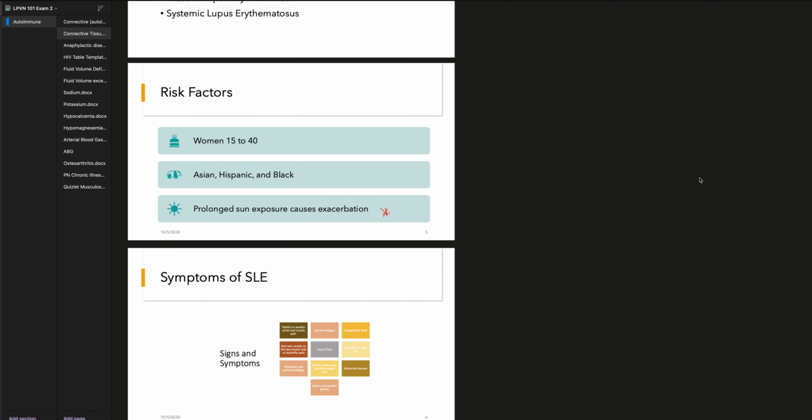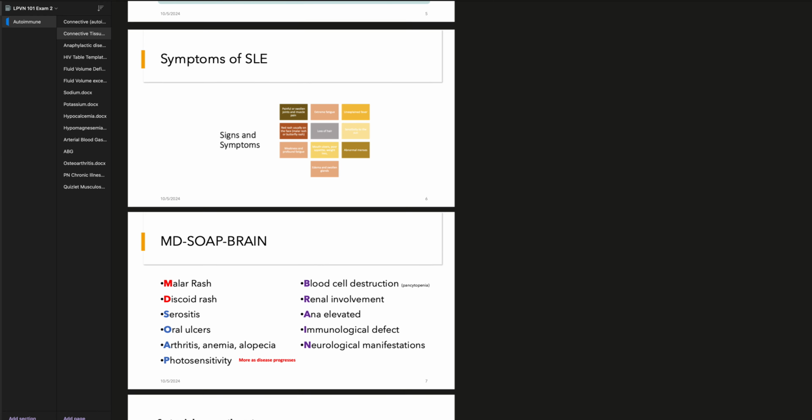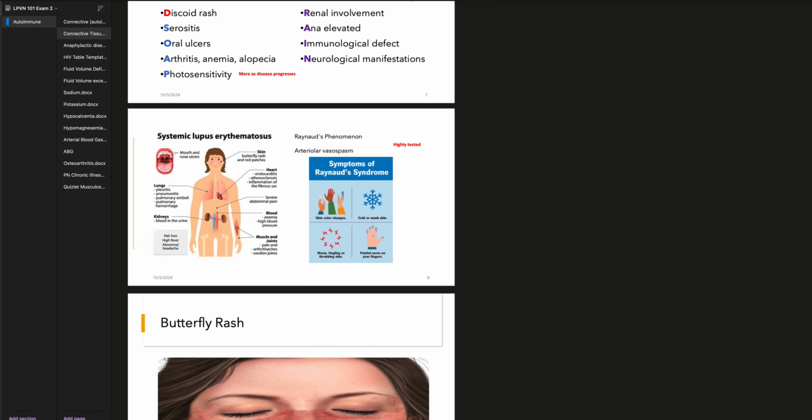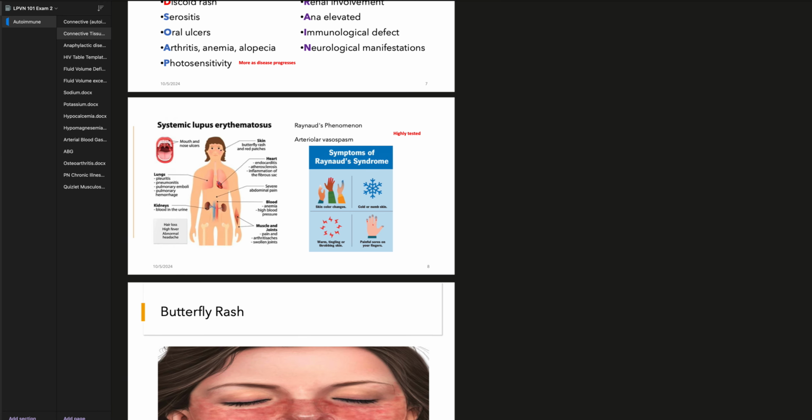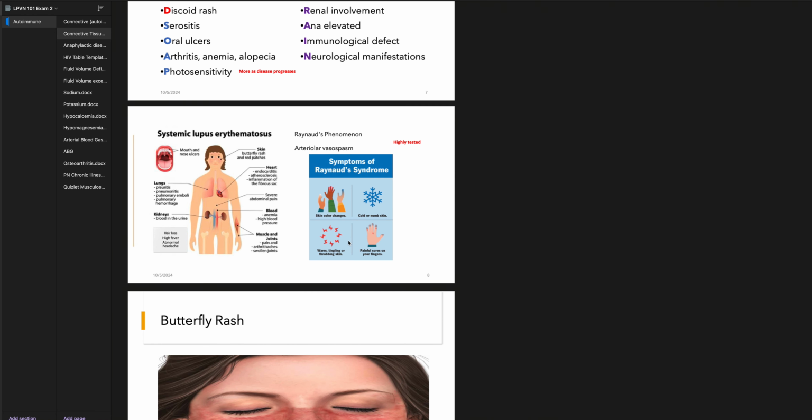Signs and symptoms are going to be the same, I said, in most connective tissue disorders. So the malar rash we talked about, it's the butterfly rash you see here. That is very common. They'll have serositis. Serositis is inflammation of the serous membranes in the body. So that's why they get pericarditis, pleuritis, pneumonitis. So just basically they get long-term sequelae from this.